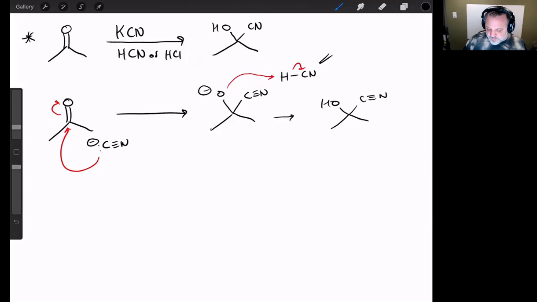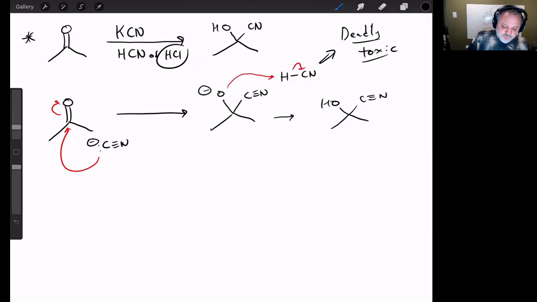The problem with this is that it's deadly, toxic. And so that's why in a real lab we would probably use something like HCl to be the proton source instead of hydrogen cyanide. This is a liquid at room temperature, so you wouldn't want to get any of that on your skin.